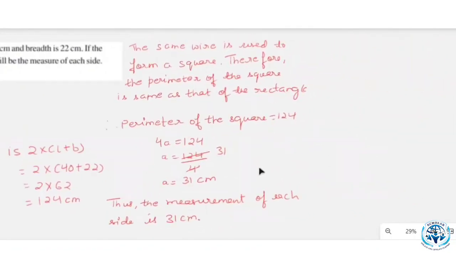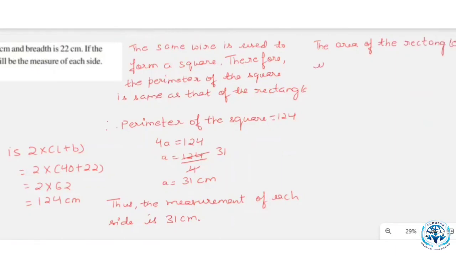Now let's find out the last part, which shape encloses more area. The perimeter is same, but as you know, it is not necessary. If the perimeter does not increase, the area cannot increase. The area of rectangle and square is different. Now we have to find out which shape has more area.